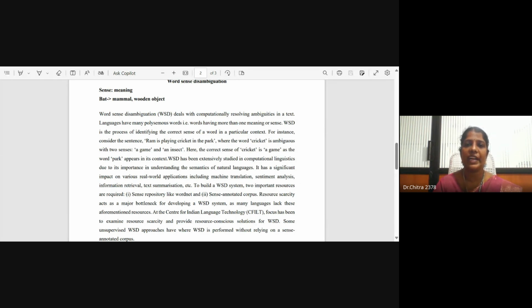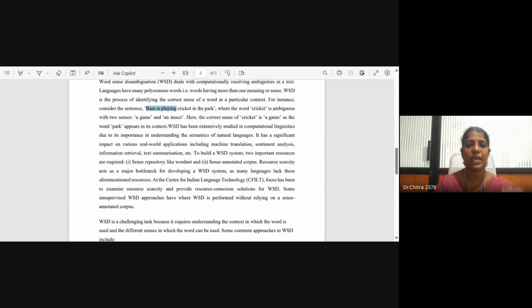It's a process of identifying the correct sense of a word in a particular place. You should suggest the correct word sense based on the sentence. For example, consider: Ram is playing cricket in the park. Ram is playing, so that is the context. And whenever cricket appears, we know that this is the ambiguous word.